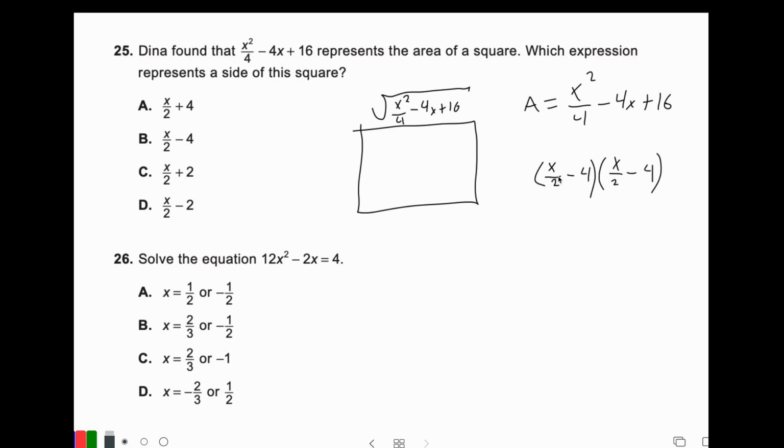So let's check this answer. We multiply the first terms, we get x squared over 4. Multiply the outer terms, we get minus 4x over 2. Multiply the inner terms, we get another minus 4x over 2. And then the final term, plus 16. We add these two together, you get negative 8x over 2, which equals 4x. And boom, there's your answer.